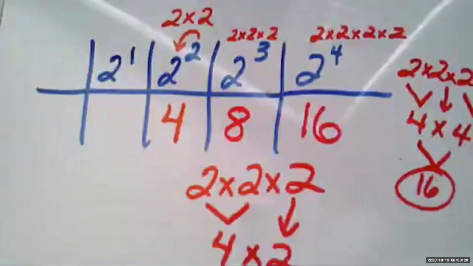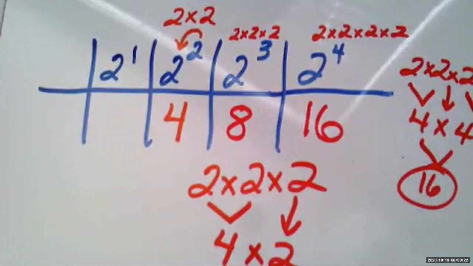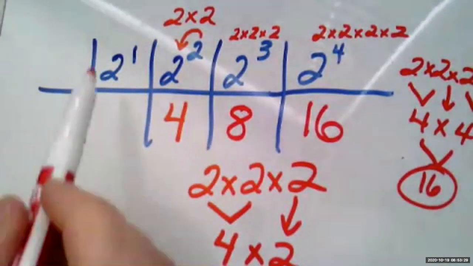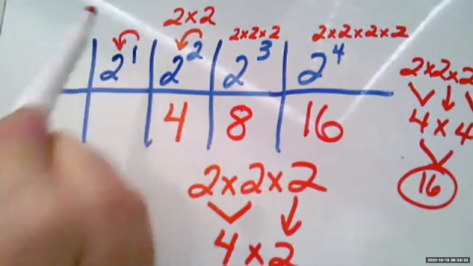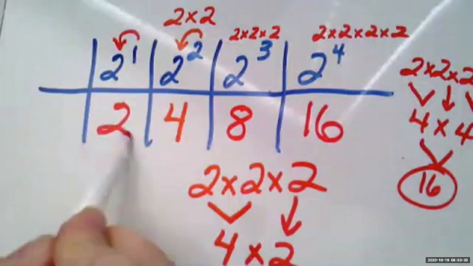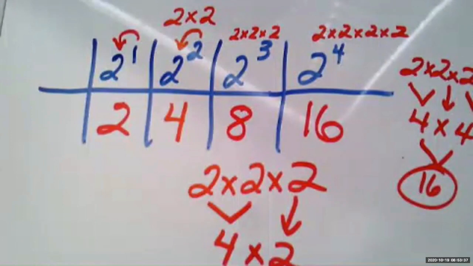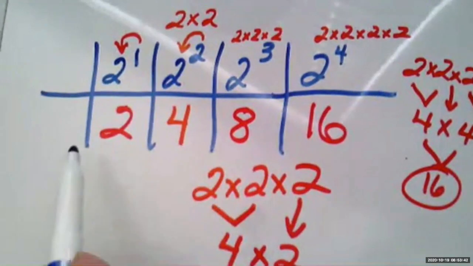2 to the first power. See if you can figure it out from the pattern that's forming here. Yes, there you go. 2 to the first power. Anything to the first power is just itself. That means I only have one number 2. Therefore, my answer is 2. Very good.